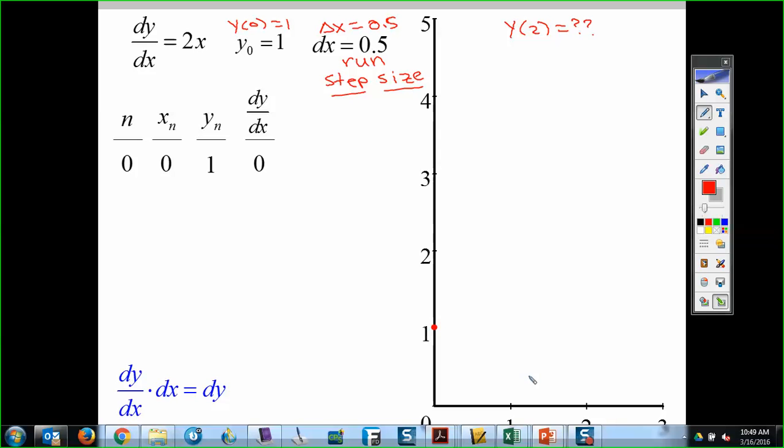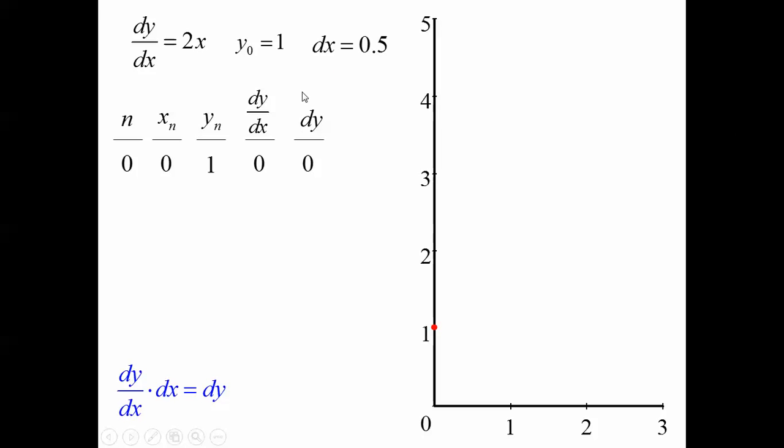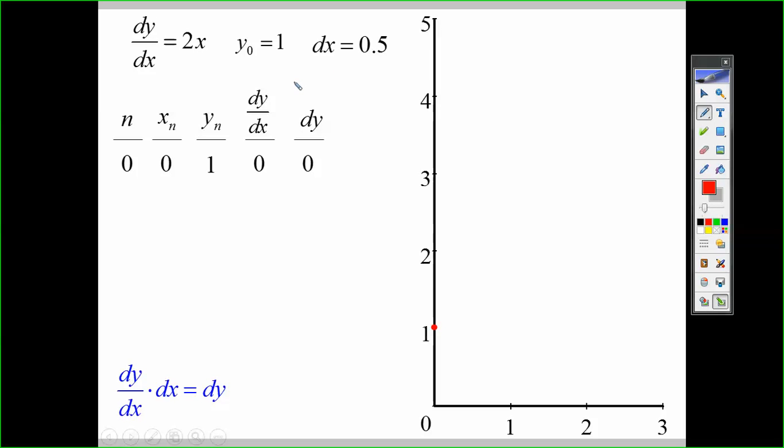Okay, so the next column in this is going to be our rise. Now, you might want to make a note to yourself in your table that this is the y prime times the delta x. That's what you're doing. You're taking the y prime, the slope, times the width. But that's like taking rise over run times run. So that gives you rise.